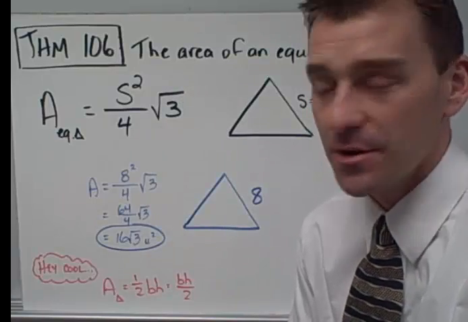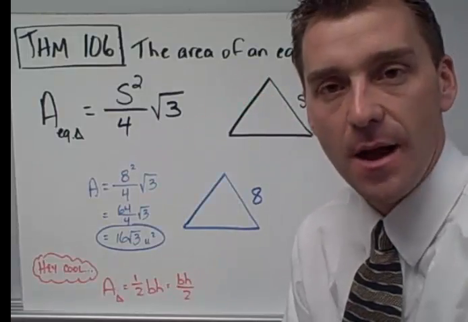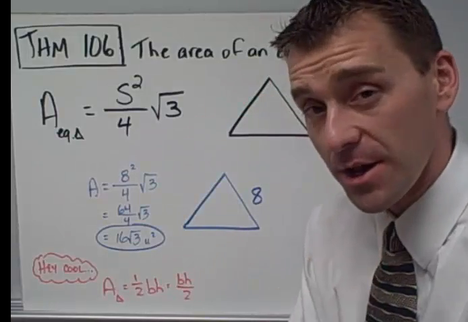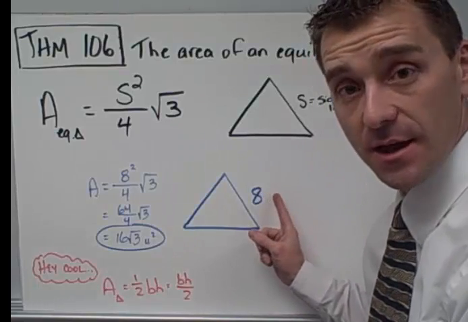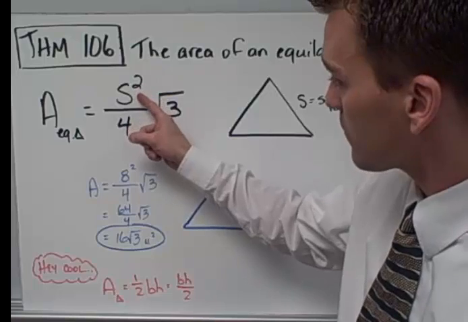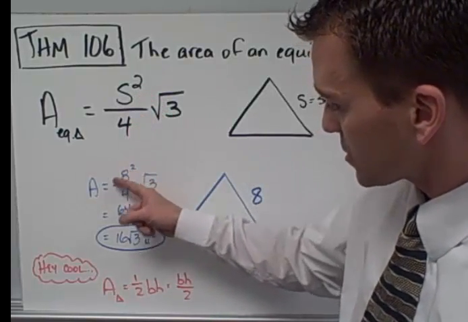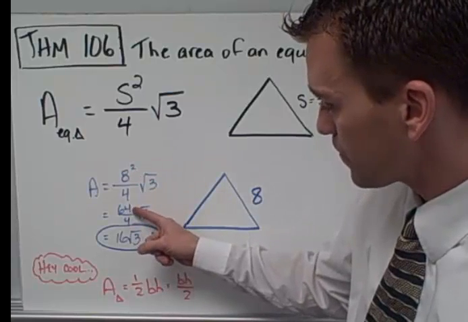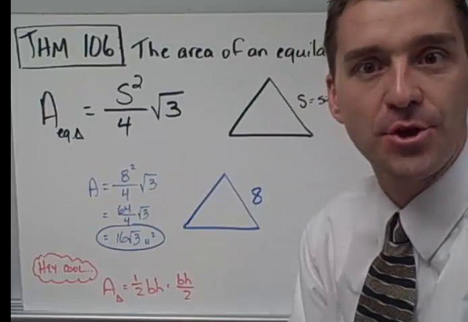I know it looks weird, but memorizing this saves you a tremendous amount of time. So what you could have done in the example before, when this was given to you to be 8, that's a side length. So all you got to do is plug it right in there for the S, which gives you this. Then you just simplify. 8 squared is 64. 64 divided by 4 is 16. And, oh, look, you're done.